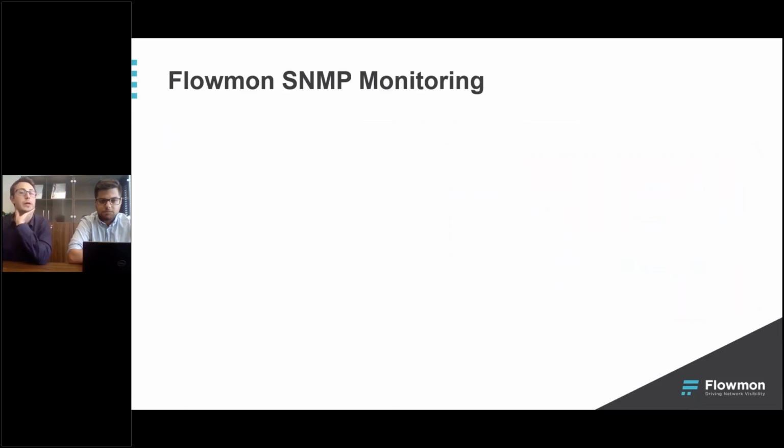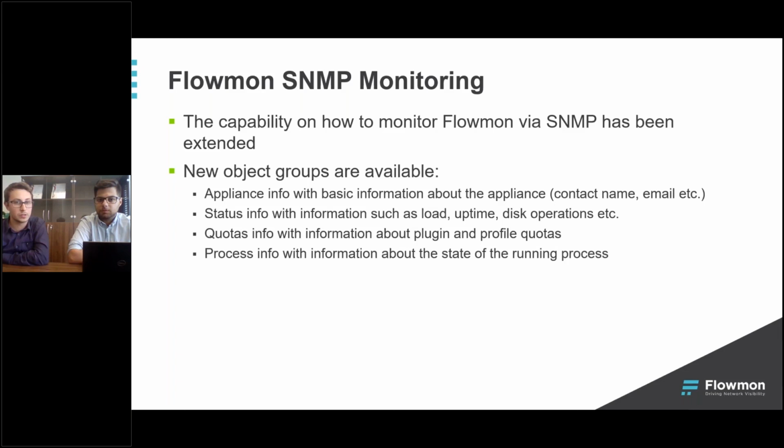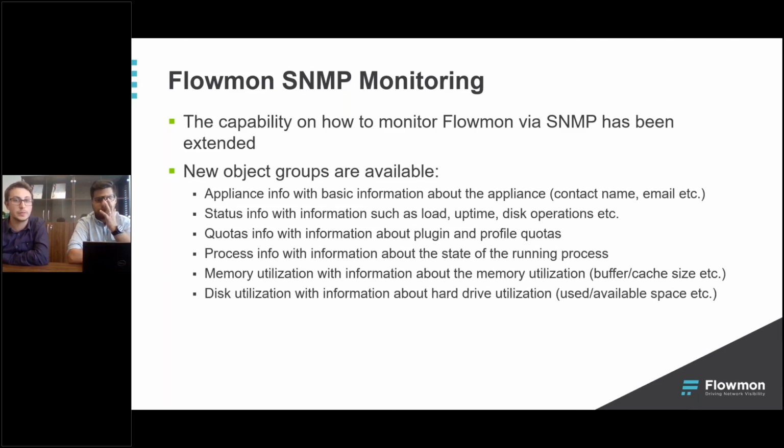Okay, now moving to the next topic, that is improved SNMP monitoring. So we have also highly expanded the capabilities of how Flowmon can be monitored by SNMP. We have added several new object groups that can be used, which provide different information. There is appliance info, basic information about the appliance status, which gives you information about the current status of the appliance, load, uptime, disk operation, stuff like that.